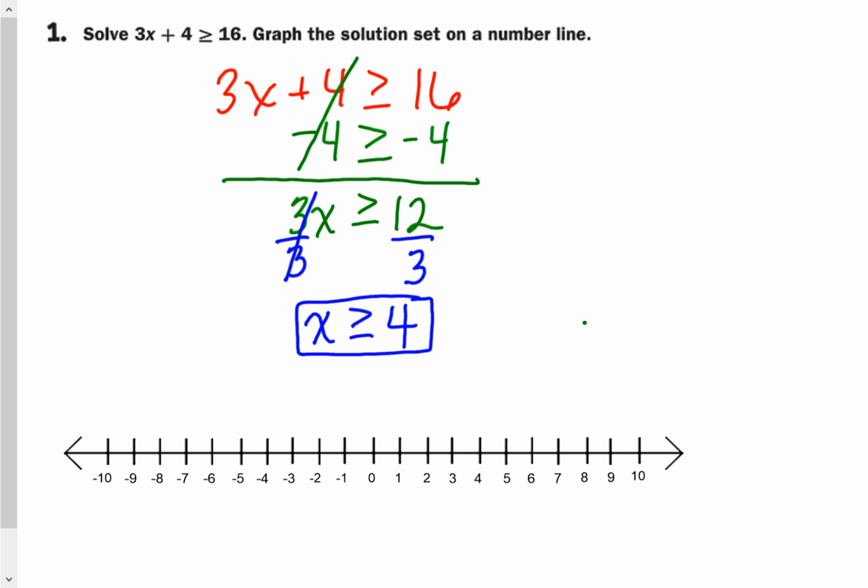Our next step is to graph our solution. Because it's greater than or equal to, the point 4 is going to be included in the graph. So we're going to have a closed circle, and it's greater than, so we're going to be moving to the right. All of these numbers can be included in the solution.